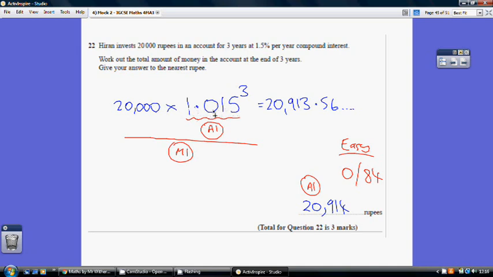Our multiplier is 1.015. Now, how long is the money invested for? It's invested for 3 years. So the power that we apply to this multiplier is 3. Had it been for 4 years, we'd have put to the power of 4. So using your calculator, do 20,000 times 1.015 to the power of 3, and we get 20,913.56 rupees. So to the nearest rupee, that is 20,914.